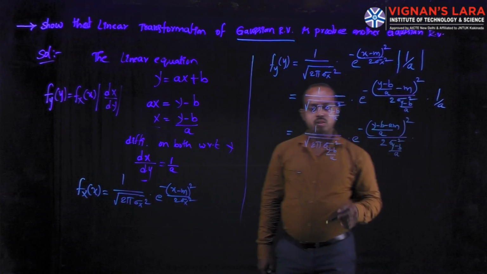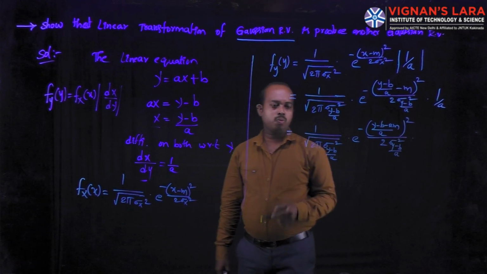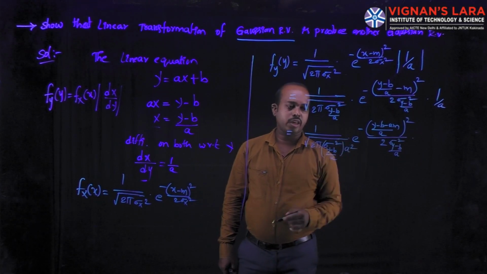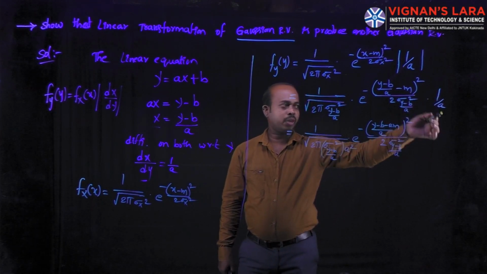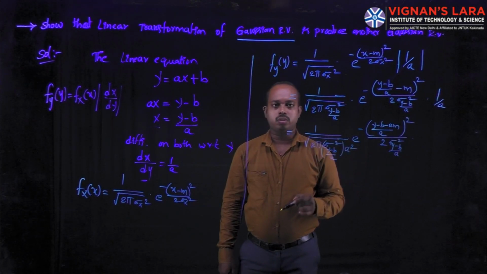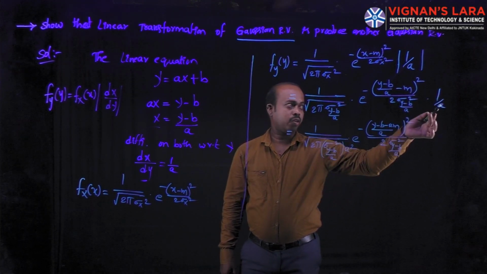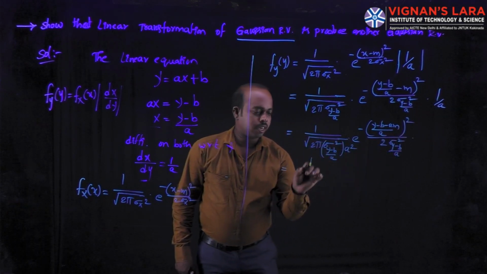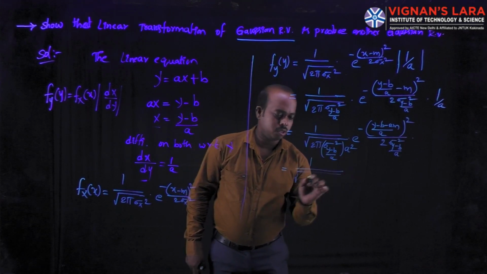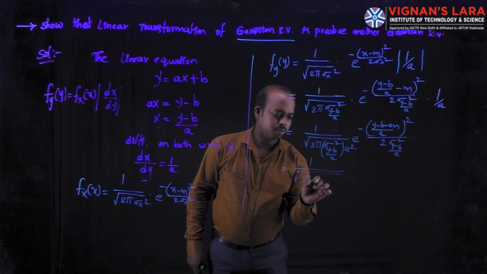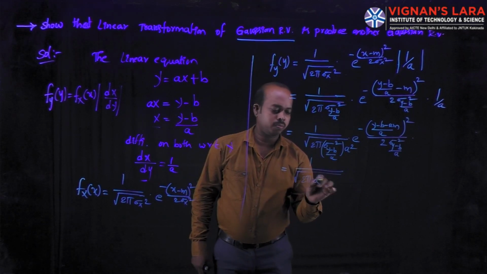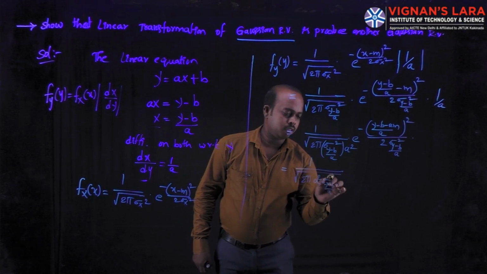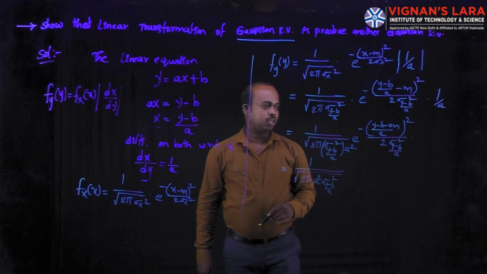Here I am writing this as 1 by a times the square root of 2 pi sigma x square. This entire quantity I am multiplying with a square. I am just moving this 1 by a inside the root, writing it under the root. I have to keep this a value, that's why I am writing the a square quantity. Now I am writing one more step for this: that one is 2 pi a square sigma y minus b by a square, into the exponential term.